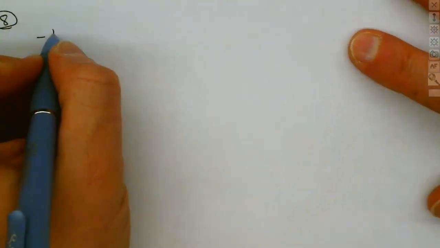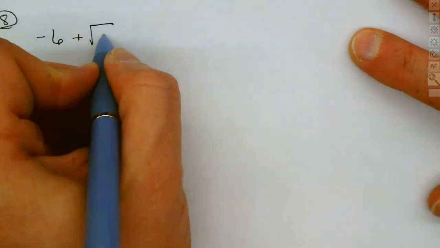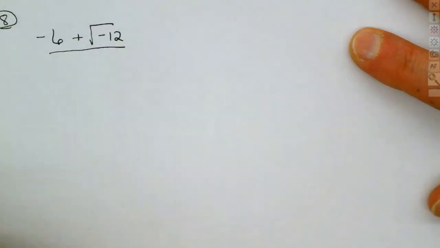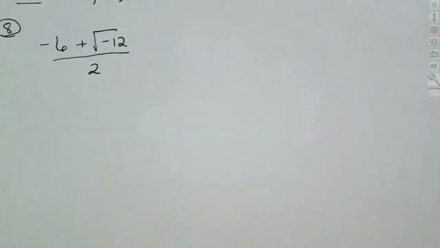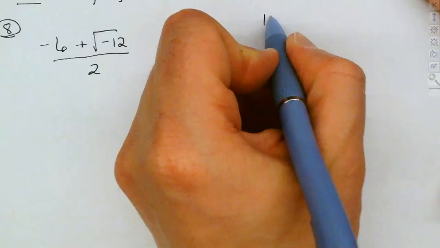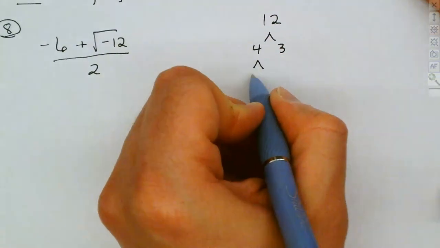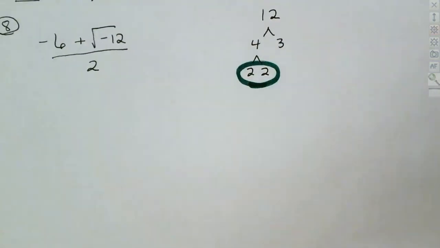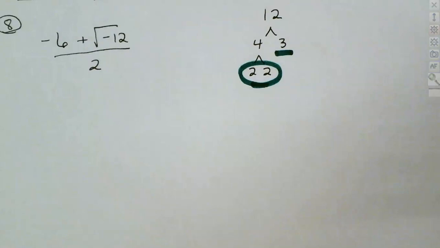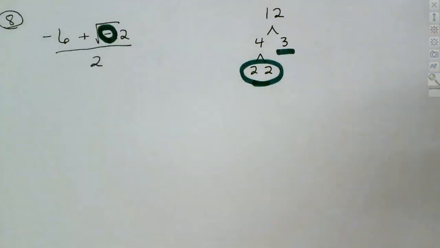So we've got minus 6 plus the square root of a negative 12 over 2. So this is what we've got. Okay, now we need to break up that 12. So 12 breaks down into 4 and 3, and 4 is a perfect square of 2 and 2. So we know that. Now, what's left over? Just a 3. So when I rewrite this, we have a negative here, so that's going to come out.